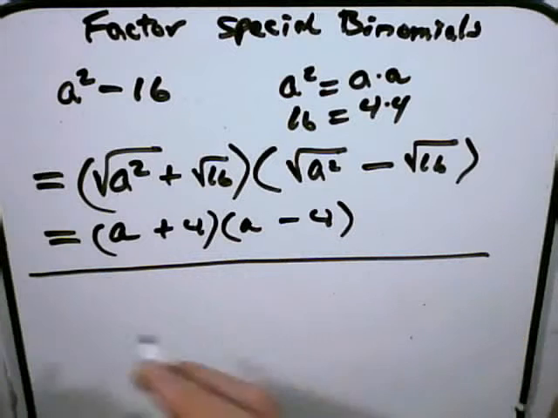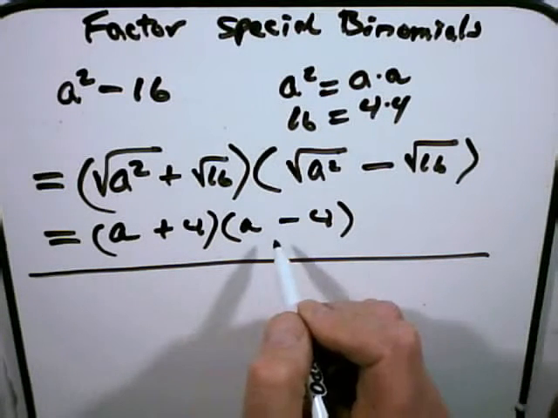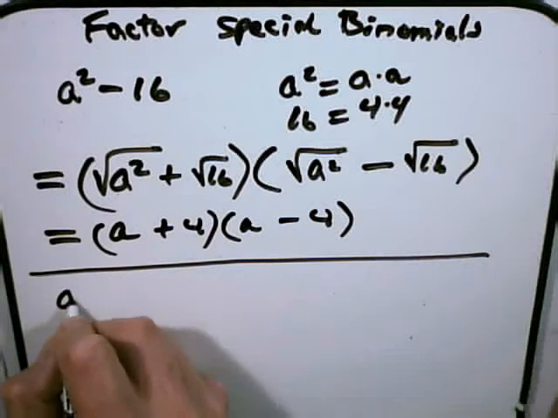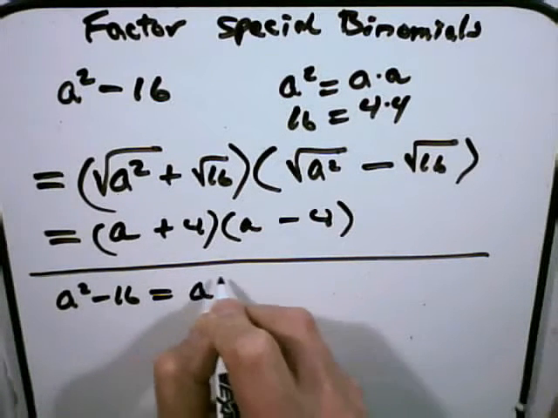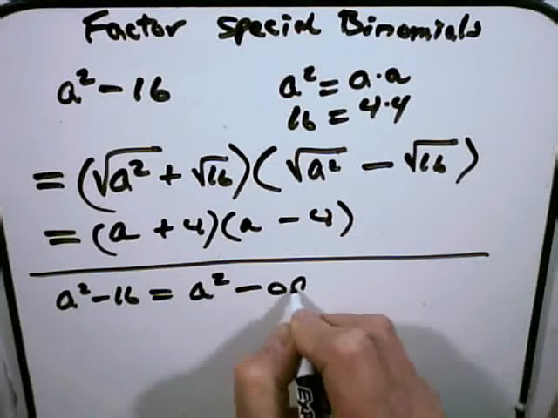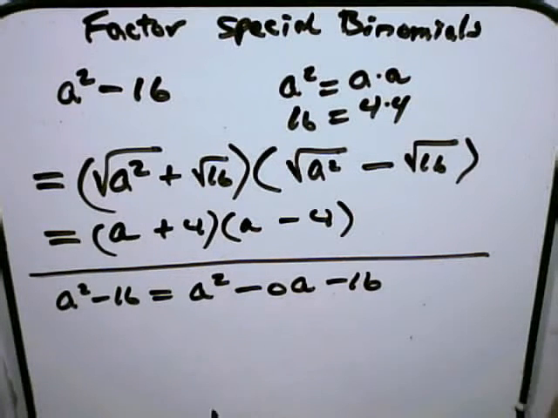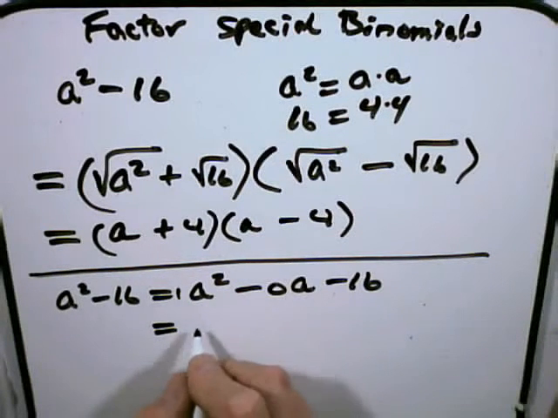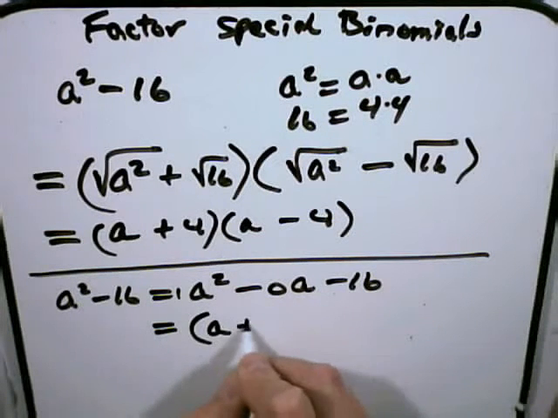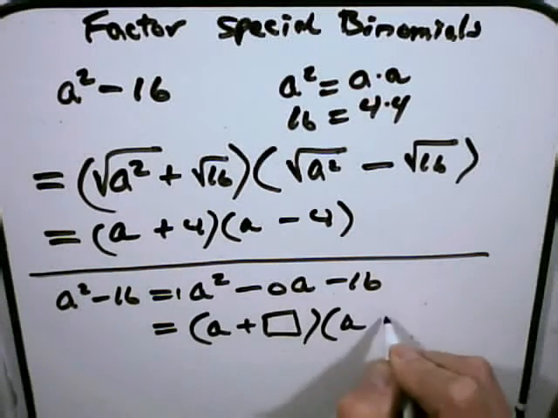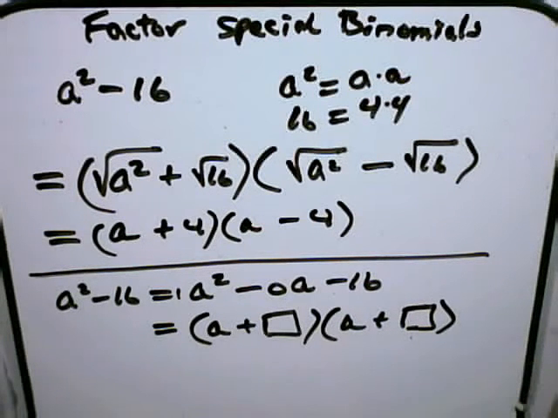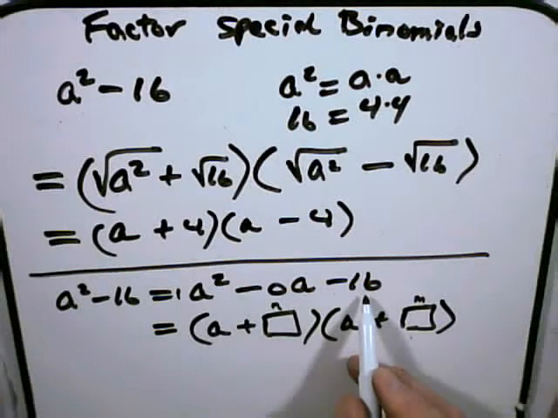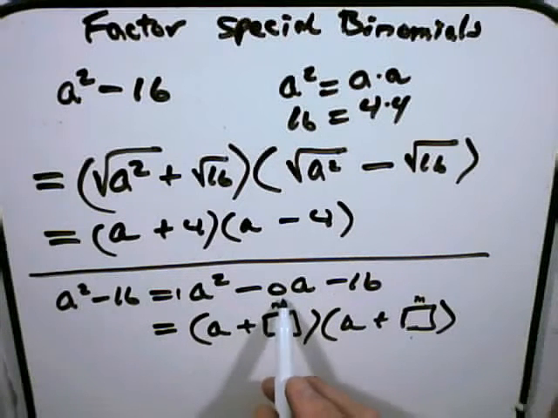And by the way, if all else fails and you don't remember exactly what to do here, we could use the fact that a squared minus 16 actually equals a squared minus 0 times a minus 16. Since there's a 1 in front of the a, we know that it's going to eventually get into a form a plus some number and a plus another number, a couple of binomials. We could multiply these two numbers together just as we did before. We've got to get negative 16. We add them together and we're going to get 0.